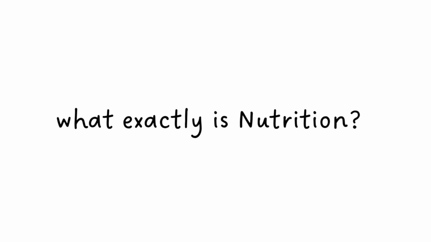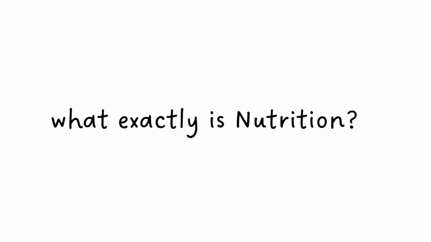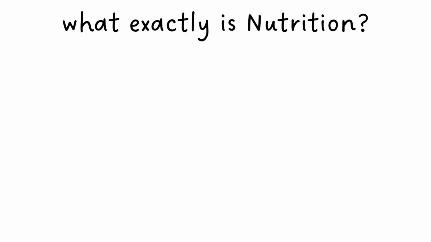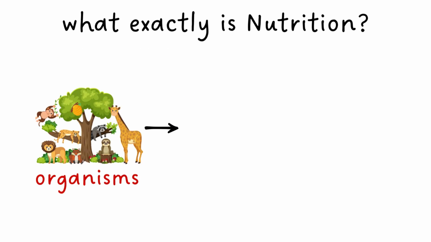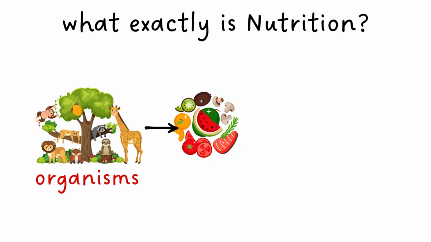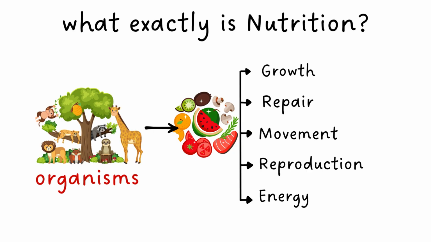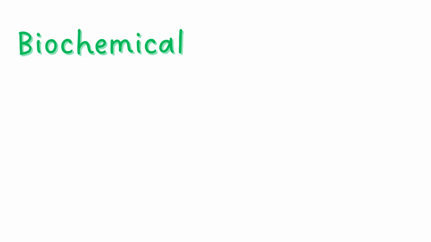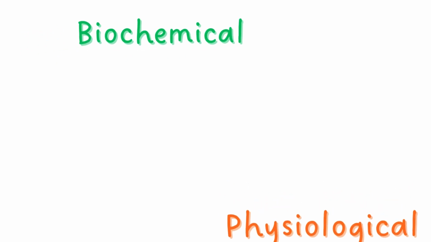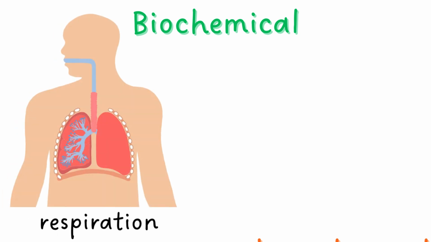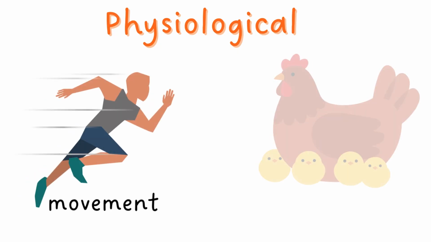So, what exactly is nutrition? Nutrition is the process by which living organisms use food to sustain life. So, functions like growth and repair, movement, reproduction, and ultimately energy. This process is both biochemical and physiological. Biochemical, like respiration and digestion, and physiological in the sense of movement and reproduction.